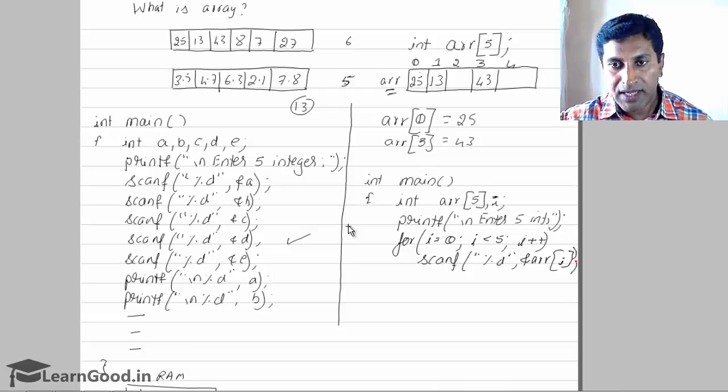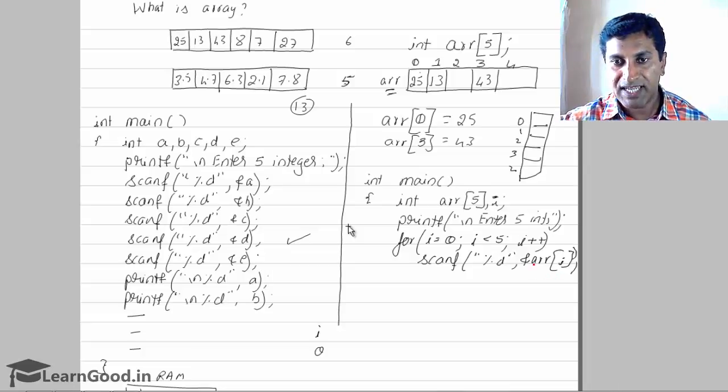So you can give scanf of ARR of I. The first time, I value is 0. When I value is 0, scanf ARR of 0 it takes. If I give here 10 as the data, then when it is reading ARR of 0, 10 will be stored in this first location.